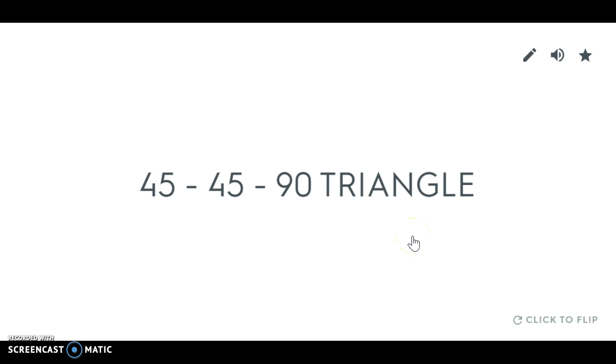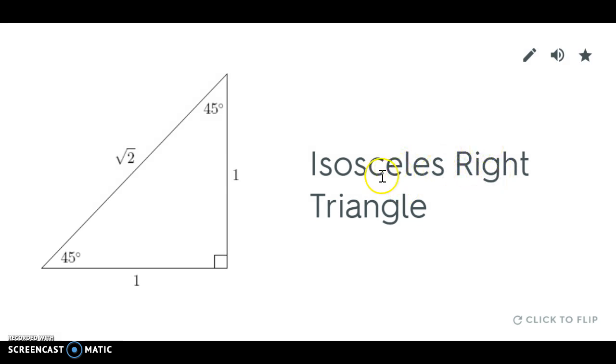Okay, so a 45, 45, 90 triangle is an isosceles right triangle because it has two equal sides. And so it also has two equal angles. The angles are both 45. And so the ratios that represent the sides are 1 and 1, and the hypotenuse is square root of 2. So again, this may not make sense, but once we start doing some problems, it will. So you just have to remember that for a 45, 45, 90, the ratio is 1, 1, square root of 2.